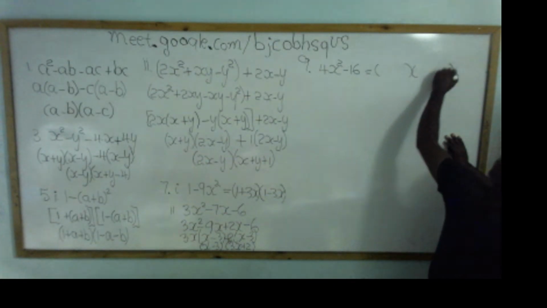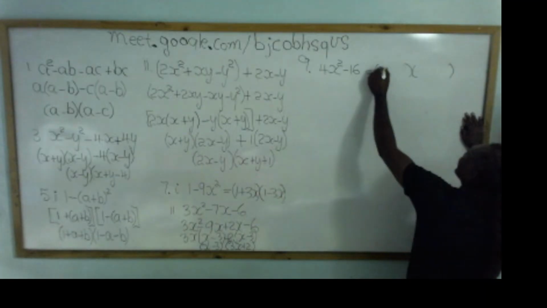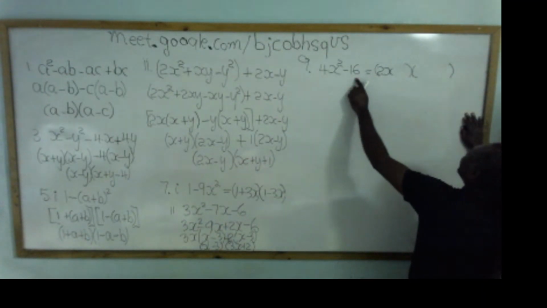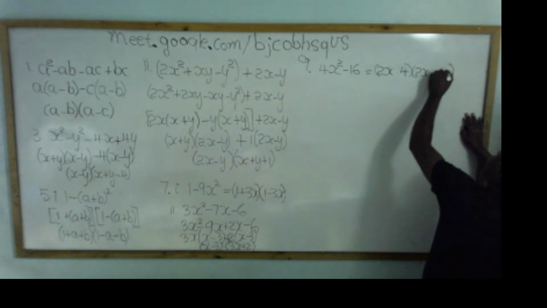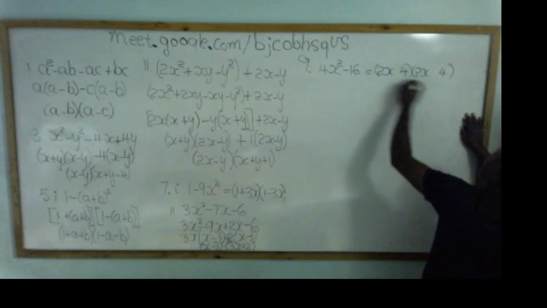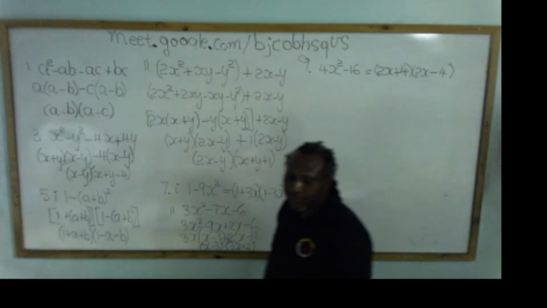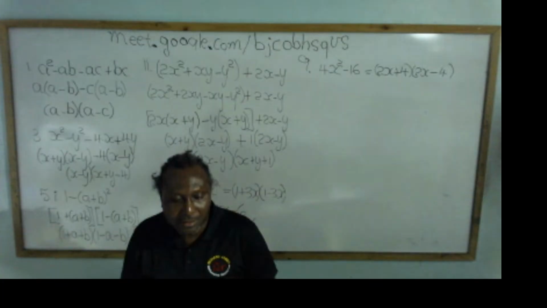What do I square to give 4x squared? 2x. What do I square to give 16? 4. If you do that, because it's in the form of a difference of two squares, you factorize it like the difference of two squares. That's correct.